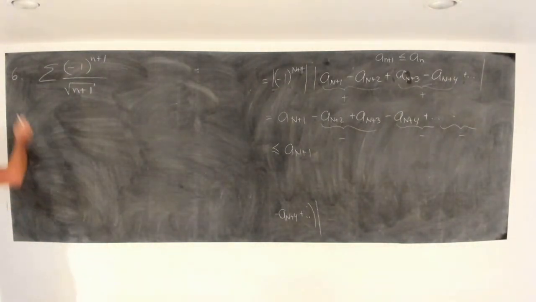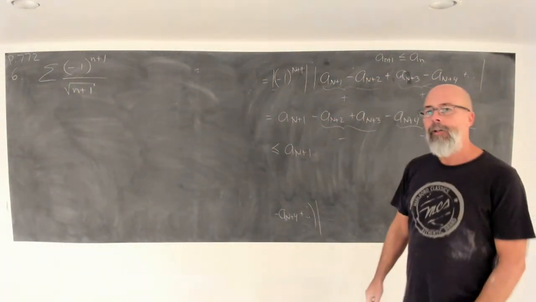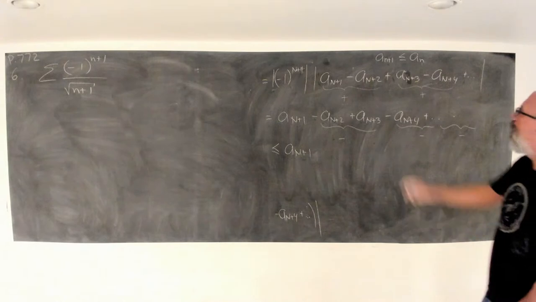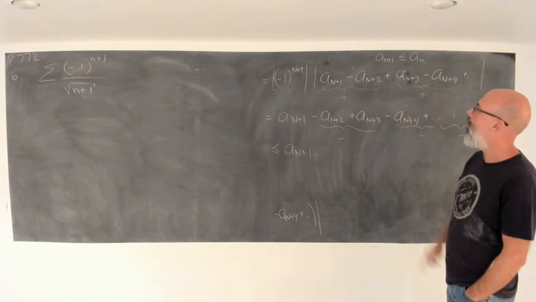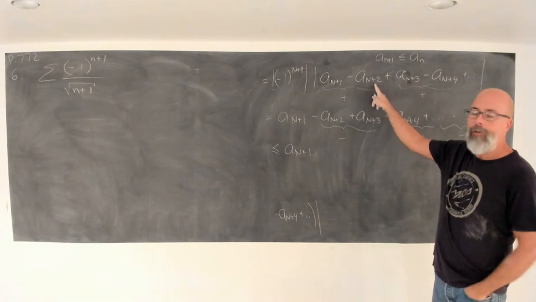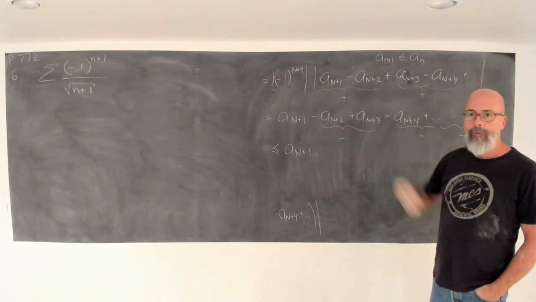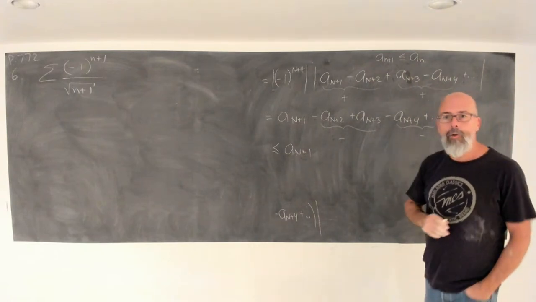Page 772, we are asked whether the series converges or diverges, the usual. Ian is asking, why is everything positive if it's an alternating series? Again, the assumption is that the terms are decreasing. So since a_(n+1) is bigger than or equal to a_(n+2), the difference is positive. And same here, and so on and so on.